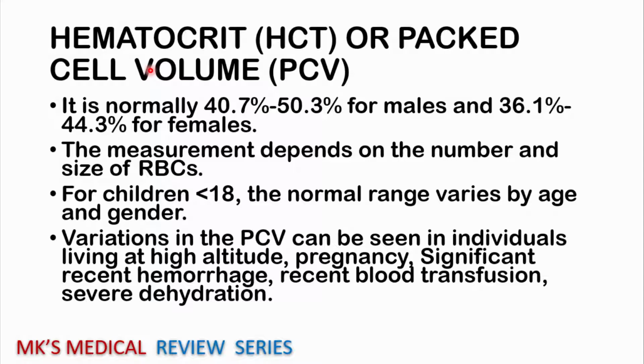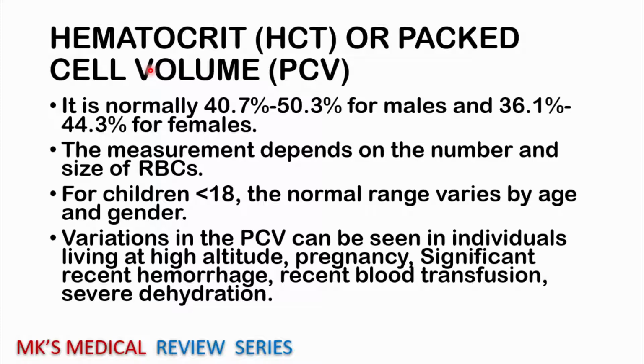Then hematocrit or packed cell volume. Remember that this is the same thing. PCV or hematocrit, you're talking about the same thing. It's a measurement that depends on the number as well as the size of the red blood cells. And normally in males, you have a hematocrit of 40.7% to 50.3%. And then in females, 36.1% to 44.3%.